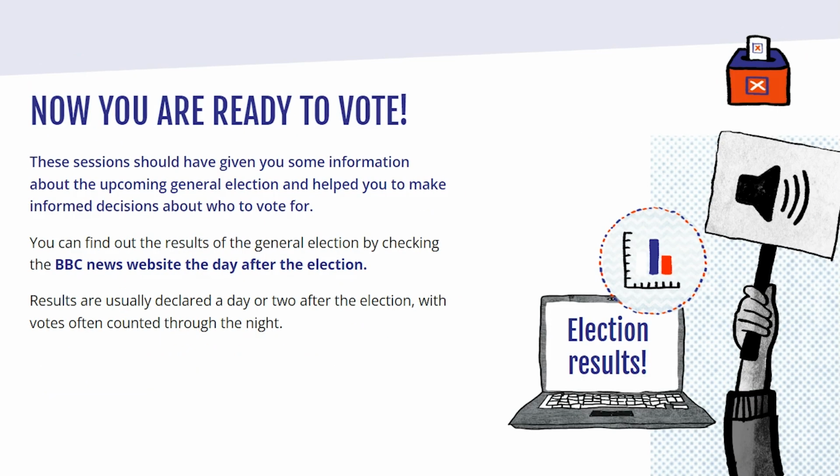Now you are ready to vote. These sessions should have given you some information about the upcoming general election and helped you make an informed decision about who to vote for. You can find out the results of the general election by checking the BBC News website the day after the election, which will be Friday the 5th of July. Results are usually declared a day or two after the election, as the results are often counted throughout the night. Different constituencies will be announced at different times, depending on how many people voted and how quick the counters are.